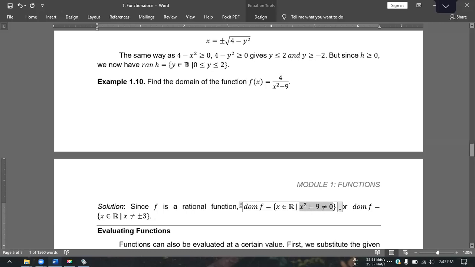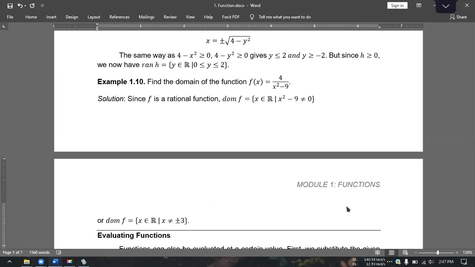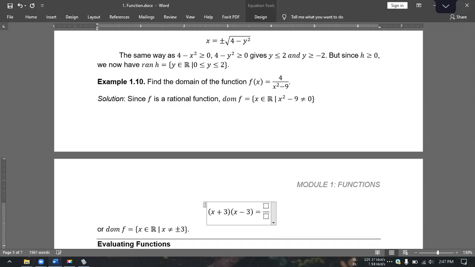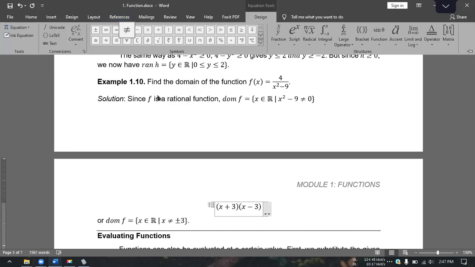Now solving this, x squared minus 9 is the difference between two squares. For a difference between two squares, our factors are the sum and difference of the same two terms. x minus 3 cannot be equal to 0. Okay.